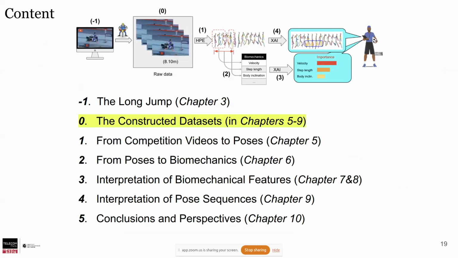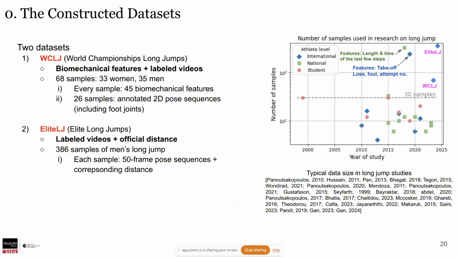So we are going to the second part, which is about the first idea that we proposed to address the human pose estimation problem. Sorry. We go to the details about the constructed data set. Before this, we did a little literature review on the data sets used in long jump. We can see in the right figure that most of the data sets are below 30 samples. So in this community, data sample size is a very big issue.